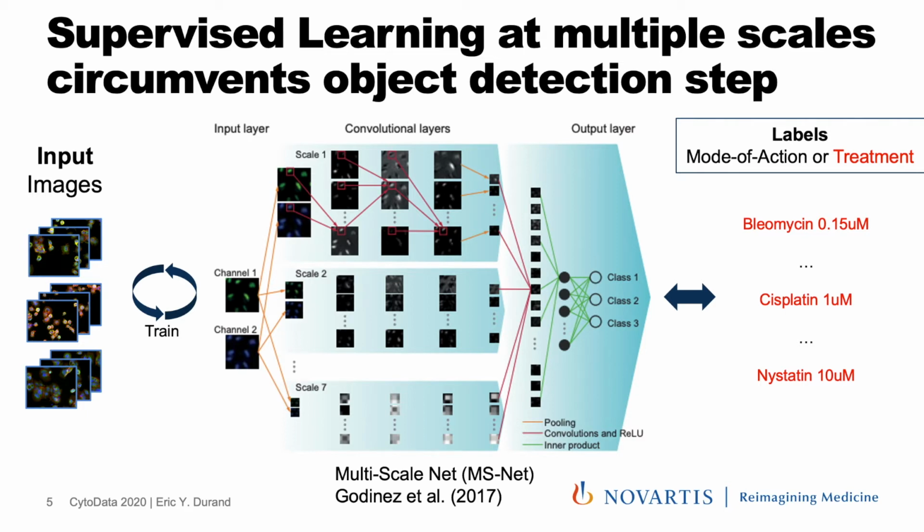And really, the method is able to circumvent the object detection step because of this multi-scale process where it's able to detect both population scale effects by looking at very zoomed out fields of view, and as well take into account local descriptors of cells by looking at very zoomed in versions of the images.